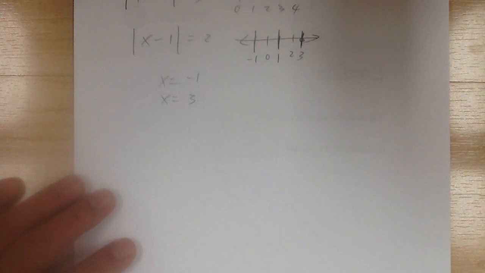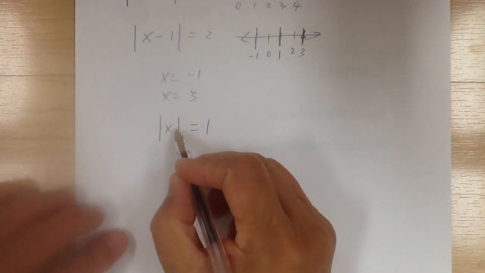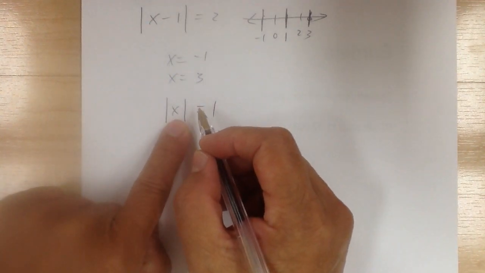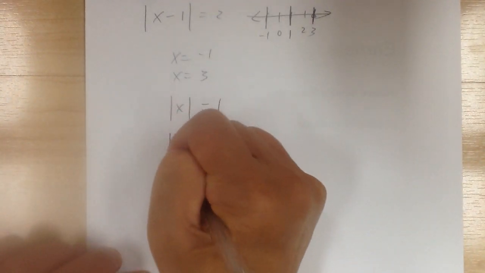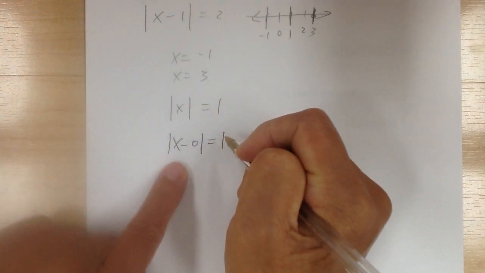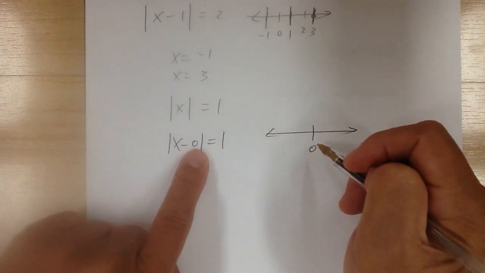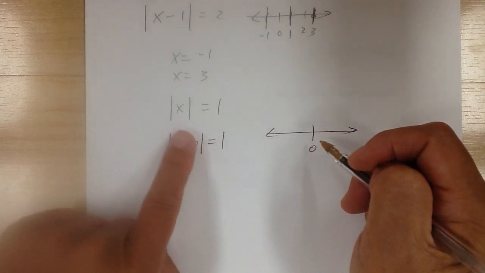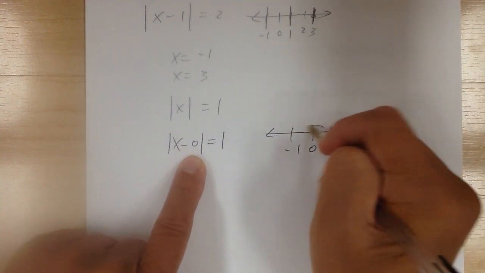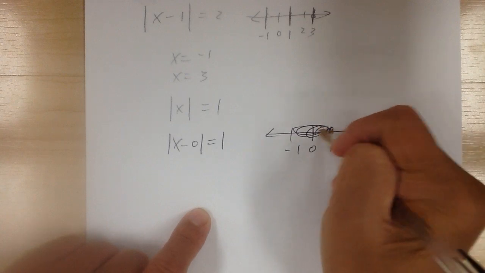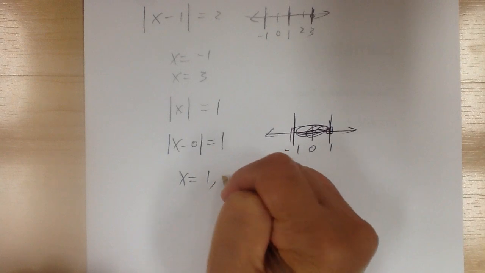So now, when you look on page 73, you have the absolute value of x equal to 1. Notice you got two numbers over here, but right now you only have 1. But normally you don't write 0. So what it's saying is that your starting point is 0, and the distance between the x and the 0 is 1. So the distance is 1, that means you're going to get here and here. So x equals 1 or negative 1.